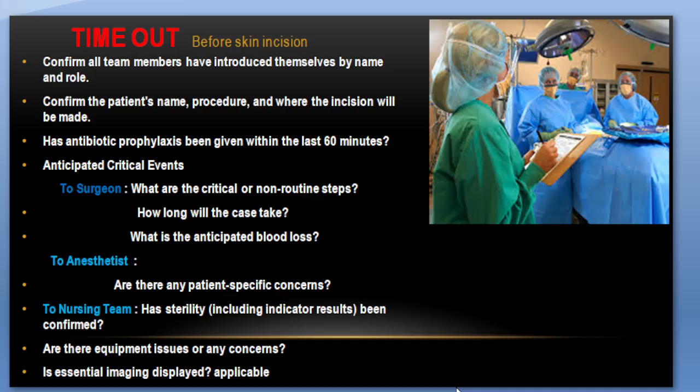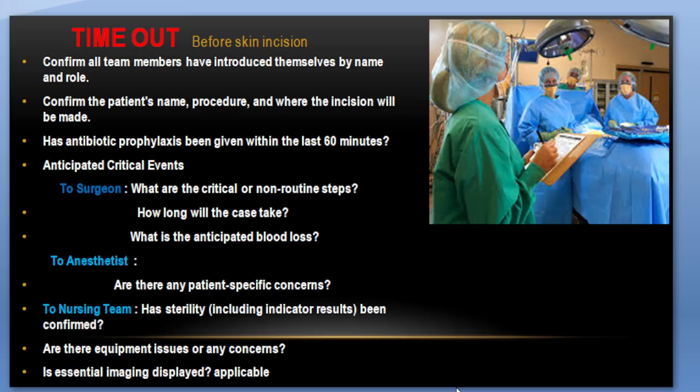It means during a surgery, in some orthopedic cases or in any general surgery cases, the doctors or surgeons tell us to display X-ray films, CT scans, or MRI films on the digital board. That is what we call essential imaging displaying.